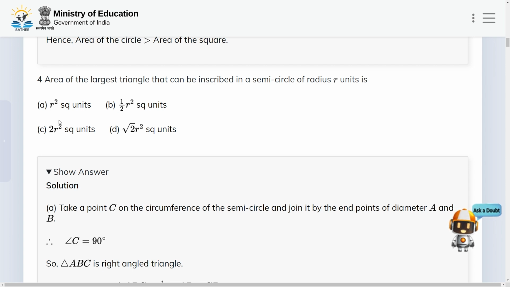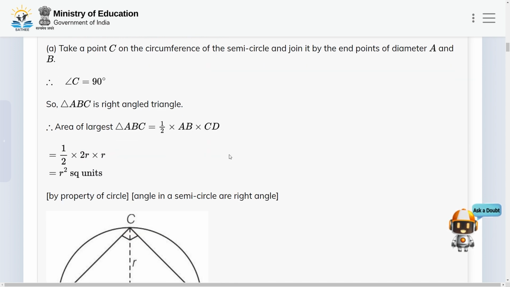So here option A is the correct answer. And now let us move to the next problem.